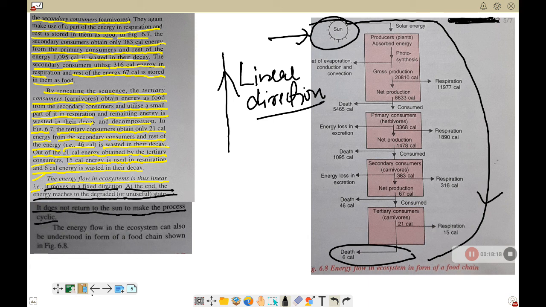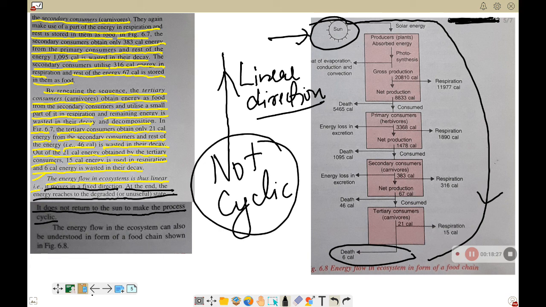So the flow of energy in the ecosystem is not cyclic. It is one direction. It is unidirectional. Okay, so the energy flow in the ecosystem can also be understood in the form of a food chain, as shown in figure number 6.8.